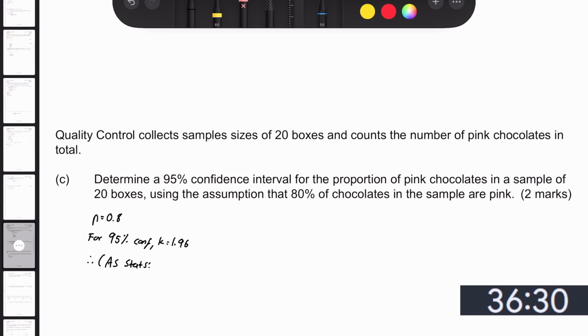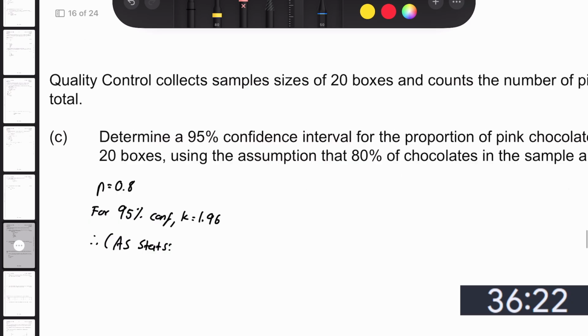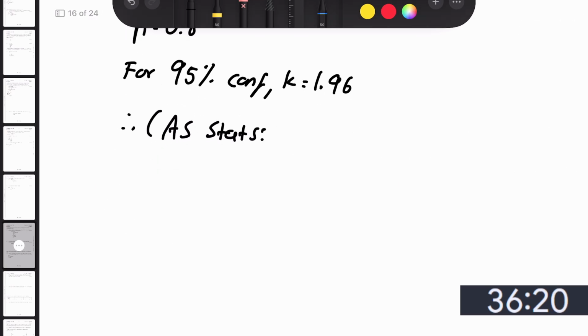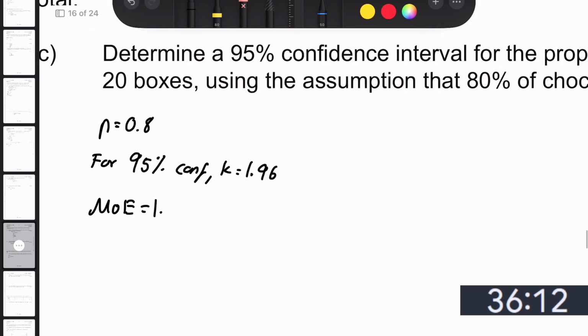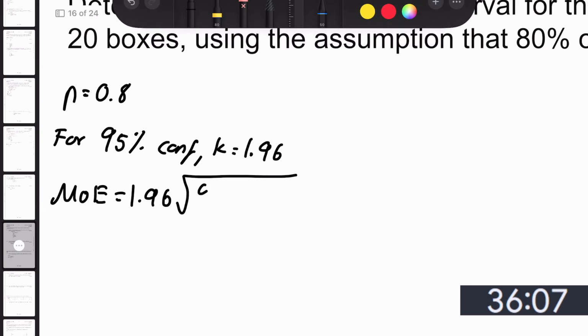Did I choose the wrong thing? One sample. I don't understand the deviation. Okay, let's try to do this anyway then. Margin of error is going to be equal to 1.96 square root of 0.8 times 0.2 over 20.